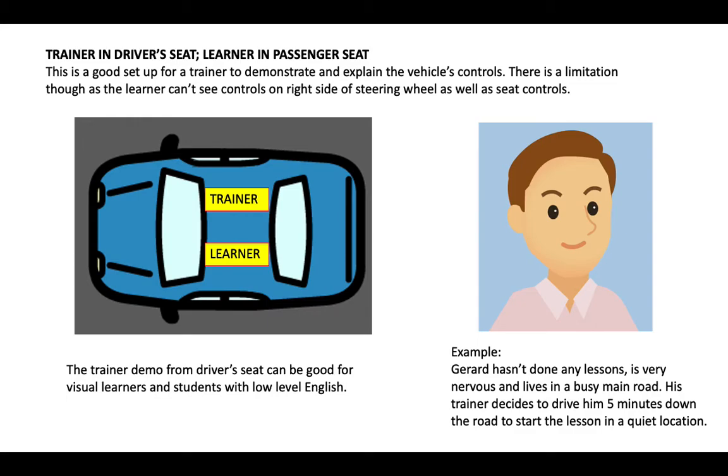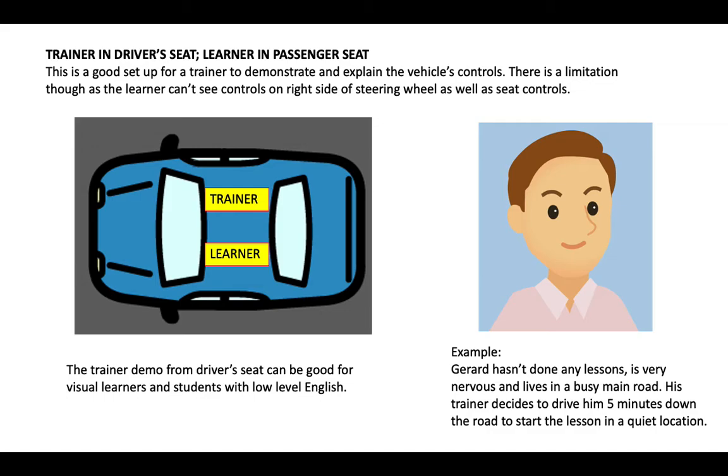This is a good setup for a trainer to demonstrate and explain the vehicle's controls. There is a limitation though, as the learner can't see the controls on the right side of the steering wheel as well as seat controls. The trainer can demo from the driver's seat, and this can be good for visual learners and students with low-level English, so the show and tell principle.